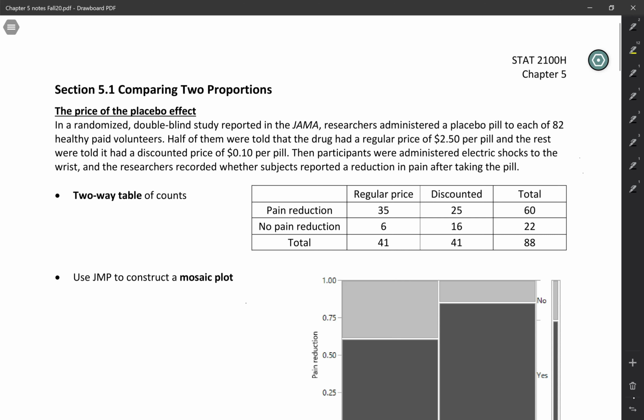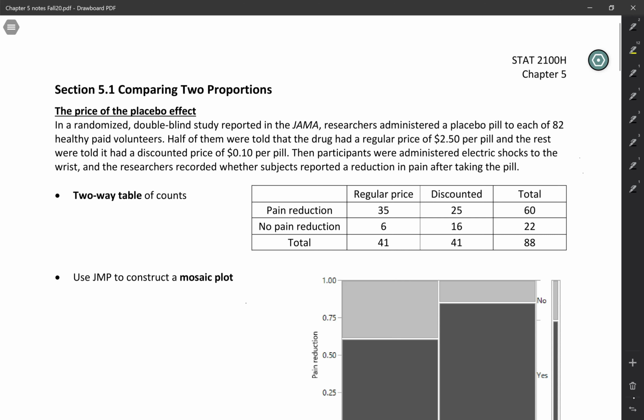So in this particular study, subjects were randomly assigned to receive one of 2 types of placebos. Everyone thought that the drug was some sort of pain reliever, but half of them were told that the drug had a regular price of $2.50 per pill, and the rest of them were told that it had a discounted price of only 10 cents per pill.